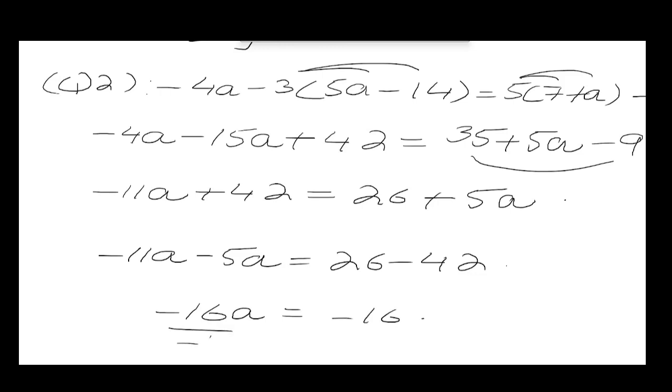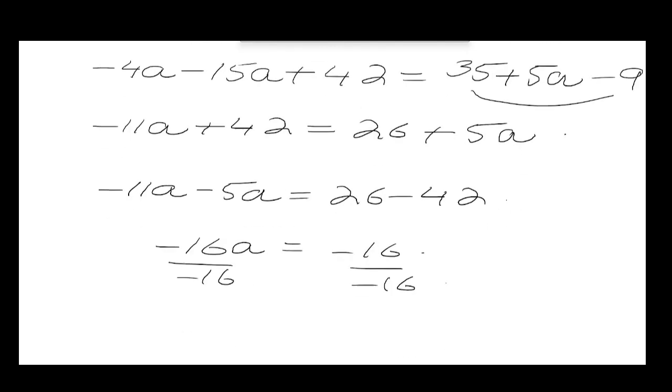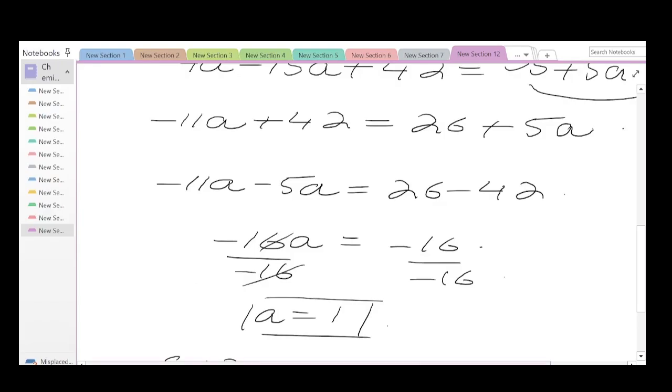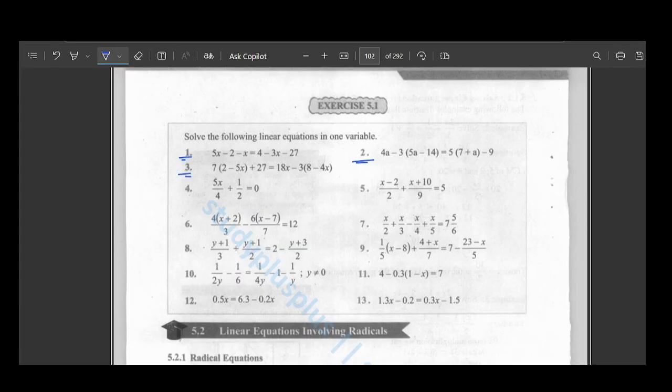So now 16 will be divided on both sides, and negative 16 divided by negative 16 results in 1. So we can write that the value of a is equal to 1. And if we want to represent this by the solution set, we can do so by just creating a set and writing our answer inside of it. So this is our final answer. Now let's move on to question number 3.